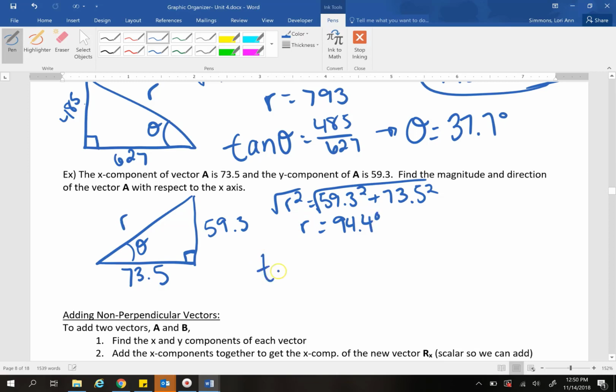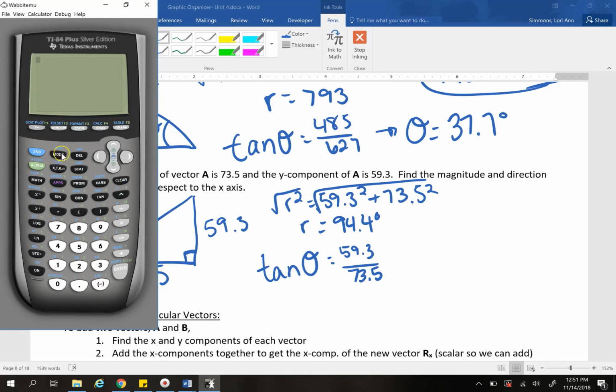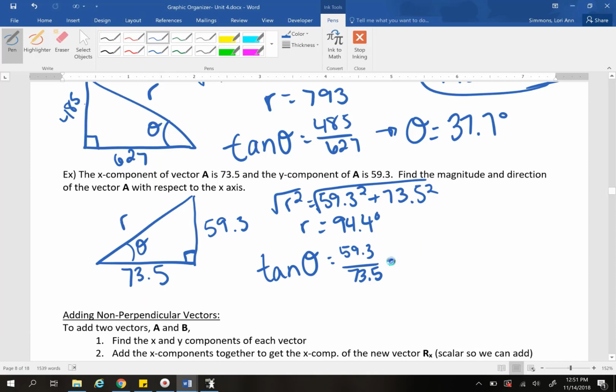And then to find your angle, tangent of theta is your y, so 59.3 over your x. I'll show you how to do this on your calculator. Here's your mode button. I'm in radians, so I want to go to degree. Then we go to tangent inverse of 59.3 divided by 73.5. Remember, we use inverse whenever we want to find the angle. So the angle is 38.9 degrees.